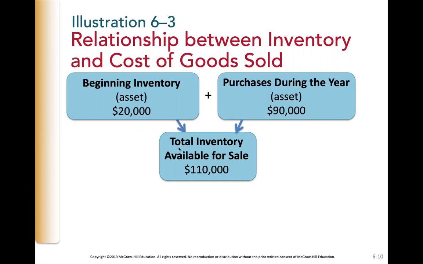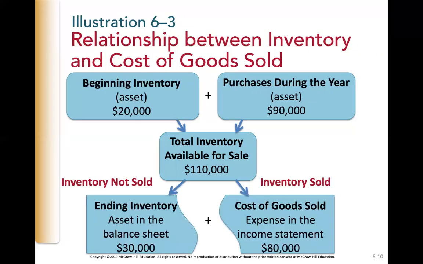This is your beginning inventory of $20,000 plus your purchases during the year of $90,000 gives you total available for sale. So, of the $110,000 in inventory, one of two things happens. Either you sold it or you still have it on hand at the end of the year. Assume by the end of the year that the remaining DVD players not sold equals $30,000. The inventory that is not sold is your ending inventory amount. It's an asset on the balance sheet, and we're going to say that we did not sell $30,000.